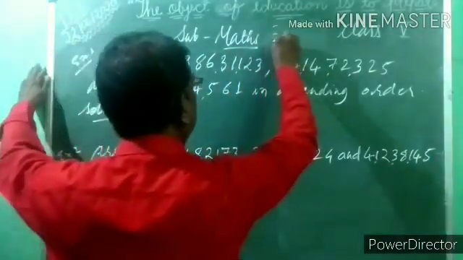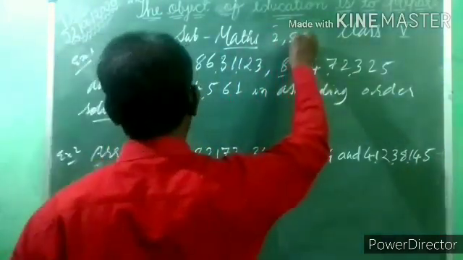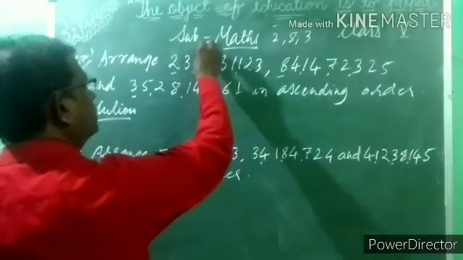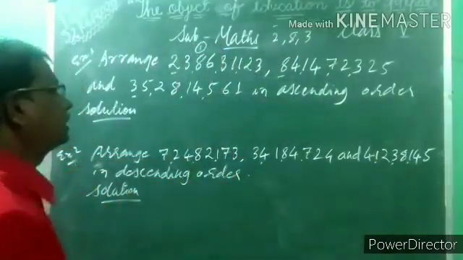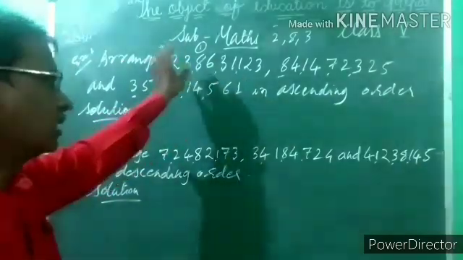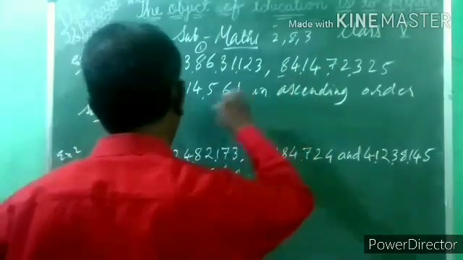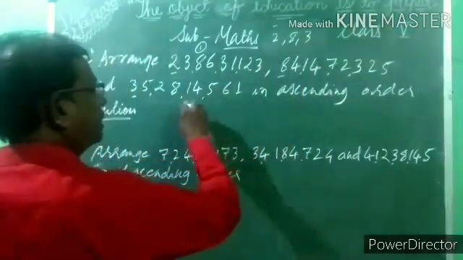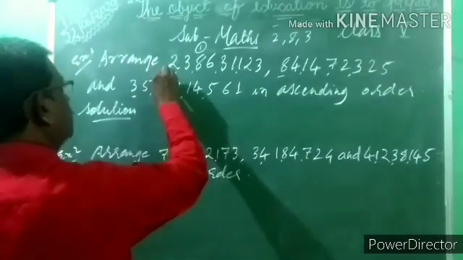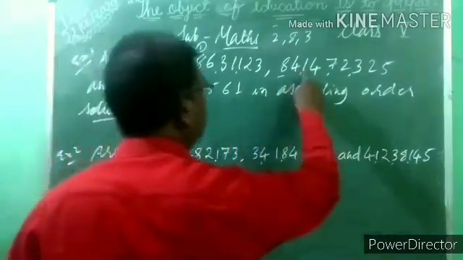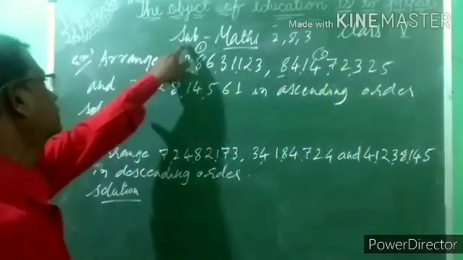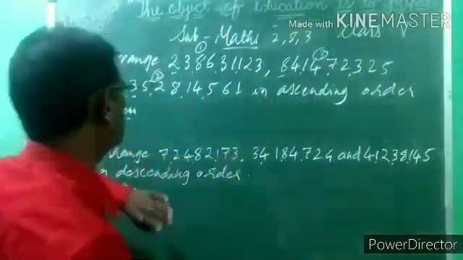Now among 2, 2 comma 8 comma 3, which number is smallest? This 2 is smallest, isn't it? Means 23 crore 86 lakh 31,123 is the smallest number among the 3 numbers. After 2, which number are we getting here? Look at 8 or 3. This 3 will be smaller. So we have to write this as the second number, and the remaining one is your third number. So first, second, and third, this answer we have to write.